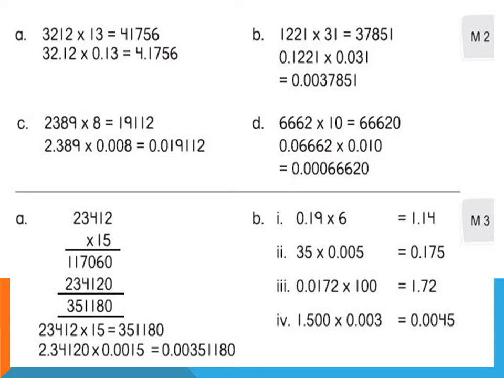These are the answers to module number 2 and module number 3. Please pause the video. If you did anything wrong, note down the correct answer. If there is any mistake and if you have any doubt, please contact me.